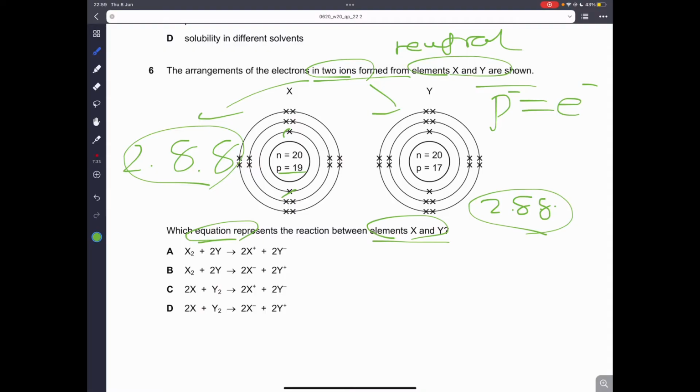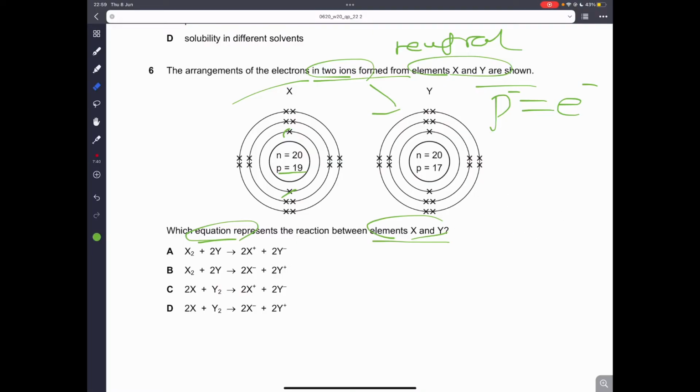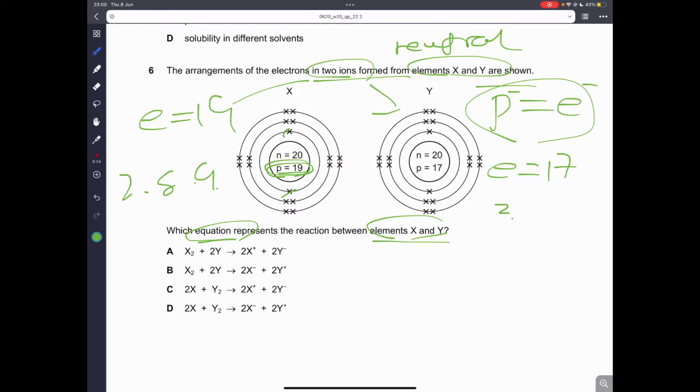Before we do that, we have to actually consider the elements themselves before they become ions. Remember, if the elements are neutral, the number of protons has to equal the number of electrons. So the electrons of X originally is 19, and the electrons of Y originally is 17. When we write it in the configuration form, this is going to be 2.8.9, this is going to be 2.8.1, and this is going to be 2.8.7.